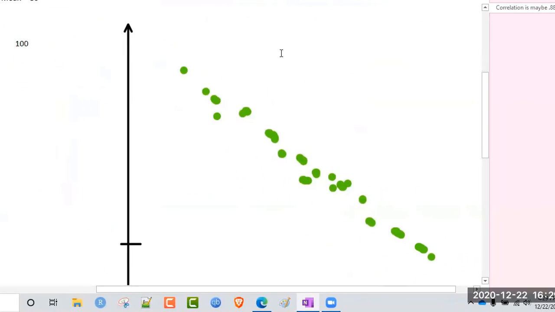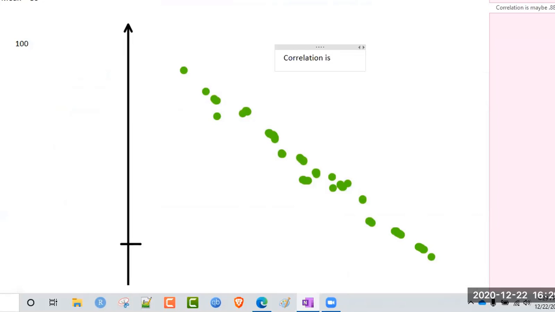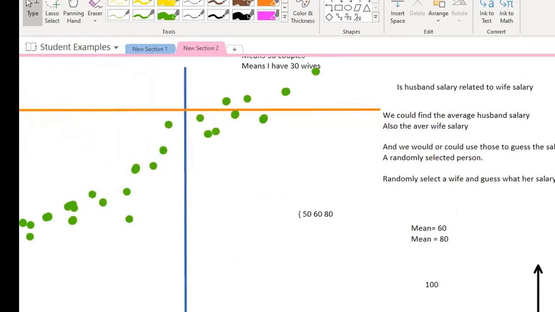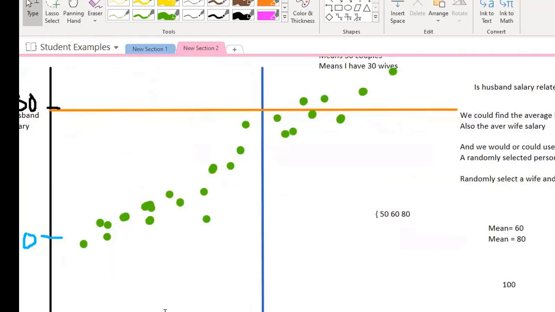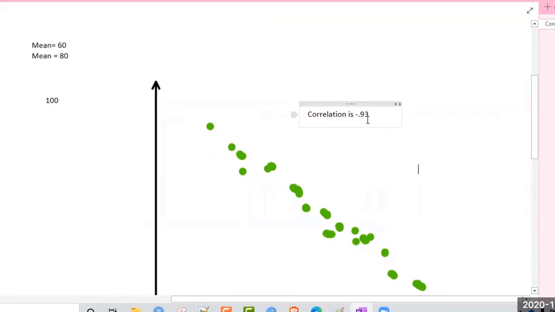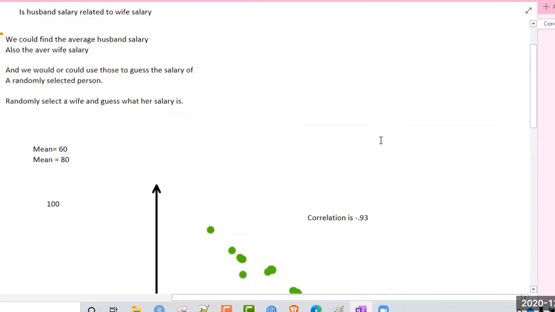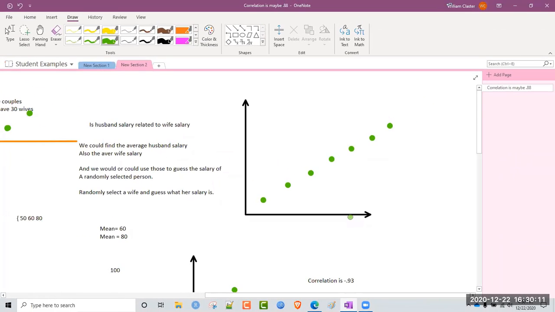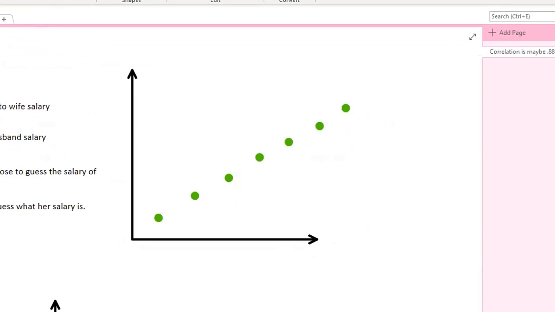So here I might say the correlation is maybe, but it's negative. We say it's negative 0.93 or something like that. Just making that up. But this is actually stronger than this one, just in the negative direction. The slope is positive here, but the slope is negative here. So we say negative 0.93. Now, if we had something like this data, we might say the correlation is 1, meaning a perfect straight line relationship.